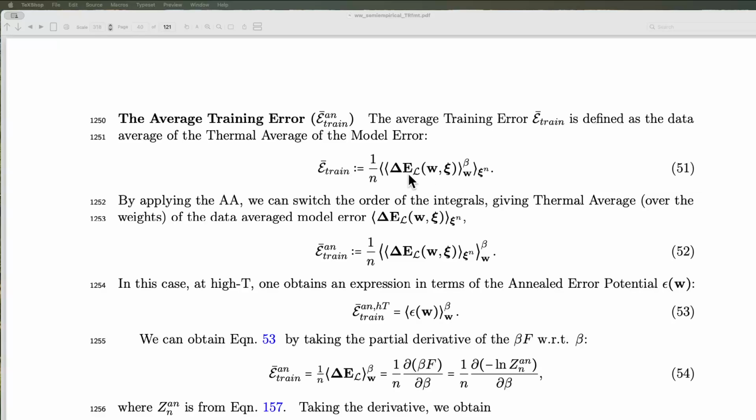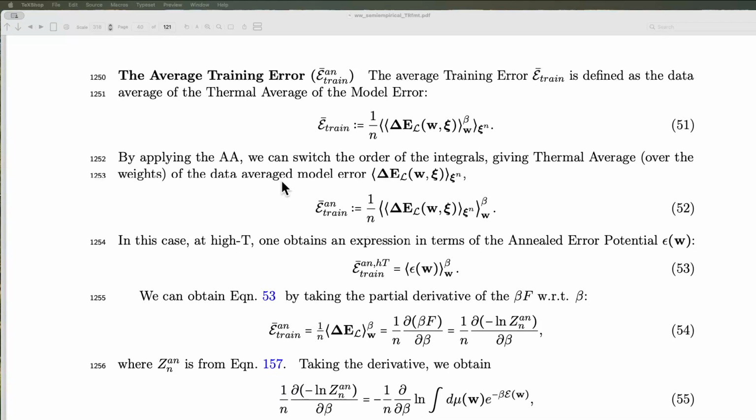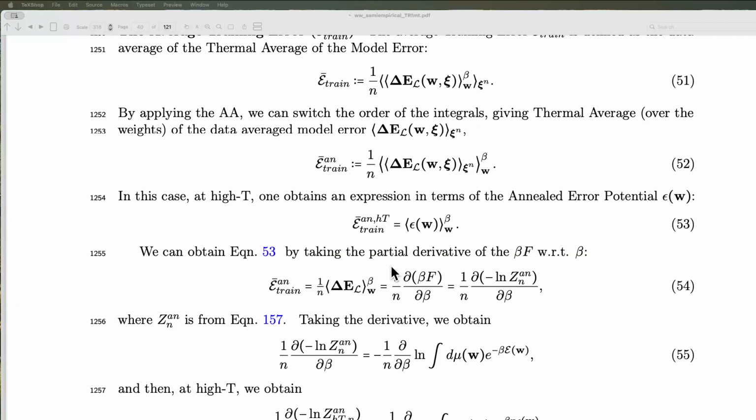So here's the model error, and here's the total model error, really the average model error, of the thermal average and then the data average. And again, by applying the annealed approximation, we can switch over the integrals, giving the thermal average over the weights, the data average model error. You see we've switched the order of these two integrals. And in the case of the high T, you want to obtain the expression in terms of the annealed error potential, which we talked about earlier.